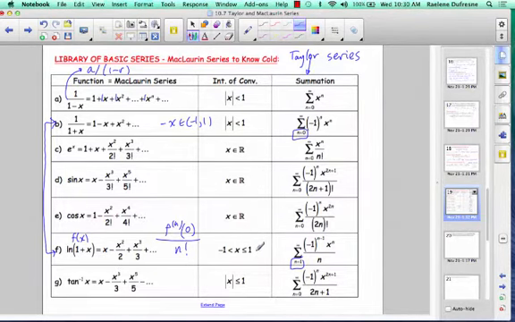Do note that for the interval of convergence of ln of 1 plus x, we have from negative 1 to 1, but we are including 1 because we test at the endpoints. And similarly, for tan inverse of x, we have x contained from negative 1 to 1 inclusive.